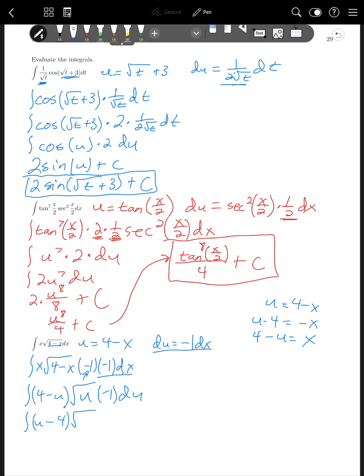So to do the antiderivative of u to the 3/2, we add 1 to the exponent, so that's u to the 5/2 over 5/2, and then minus 4 u to the 3/2 over 3/2 plus c. And now we can simplify, so this is 2/5 times u to the 5/2 minus 4 times 2/3 u to the 3/2 plus c, which is 2/5 times (4 minus x) to the 5/2 minus 8/3 times (4 minus x) to the 3/2 plus c. Okay, and that's all there is to that.